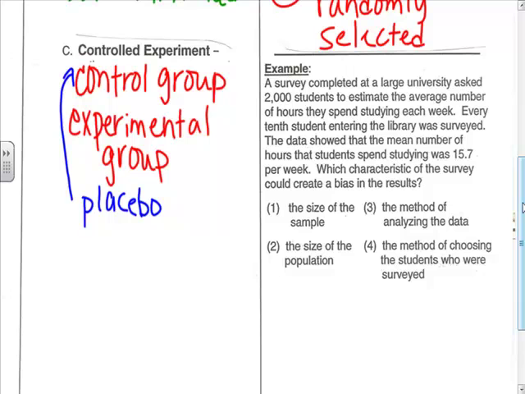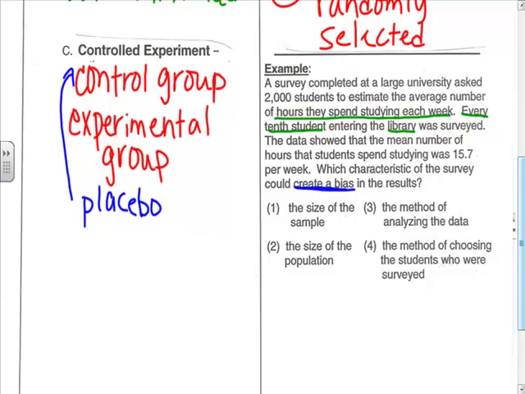You can stop the video and read it if you like, but basically it's about taking a sample of students at a university. And the question is, how many hours do you study each week? And so the decision is made to survey every 10th student that goes into the library. And it turns out these students, the average is 15.7 hours per week. So, question is, which characteristic of the survey could create bias? Is it the size of the sample, the size of the population, the method of analyzing the data, or the method of choosing the students who were surveyed?